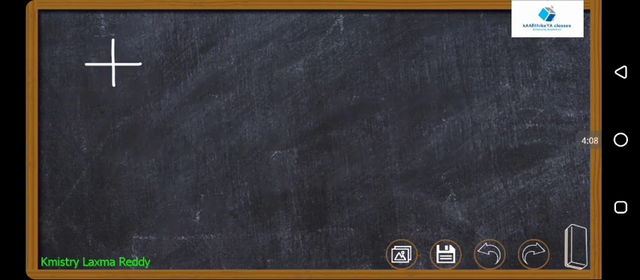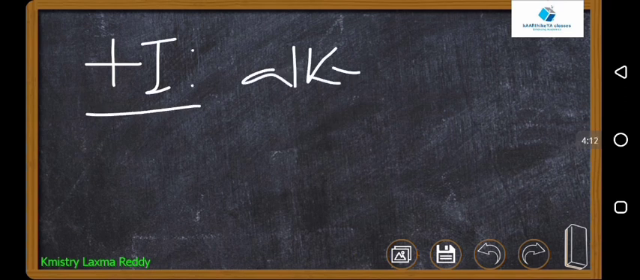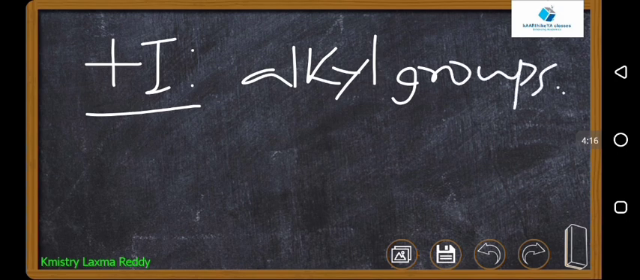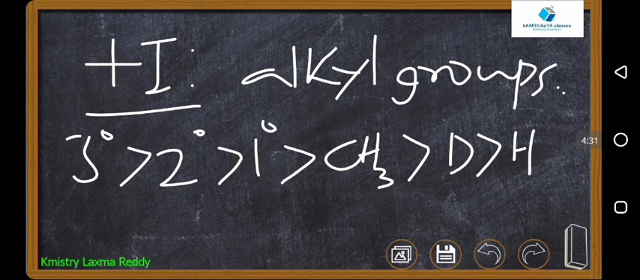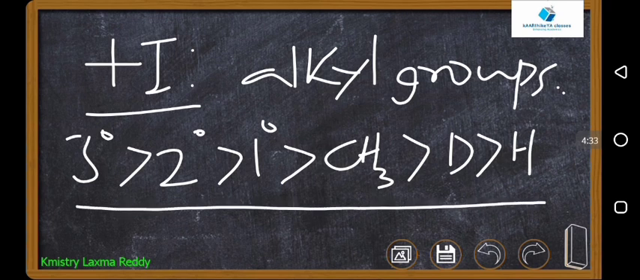What are the plus I groups? Plus I groups are all alkyl groups you can take. Alkyl groups like methyl, ethyl, all these are the best. For example, if you take a tertiary alkyl group, then secondary, then primary alkyl group, then methyl group, then deuterium, then hydrogen, this is the order. This is more plus I group, then this will be less plus I group.